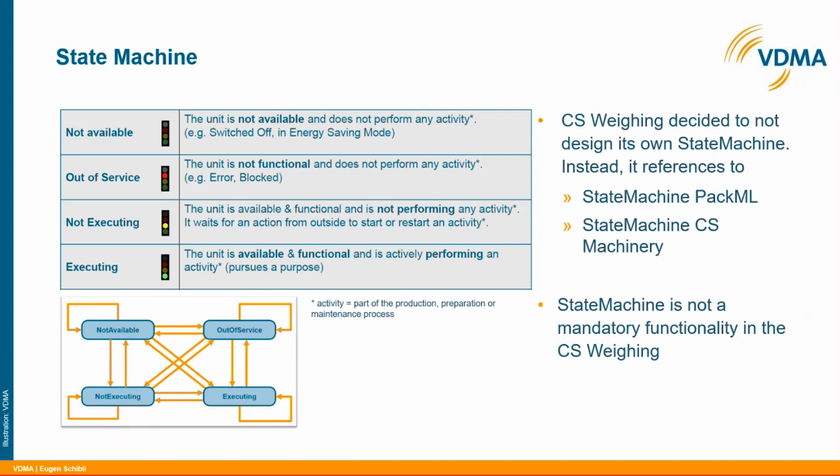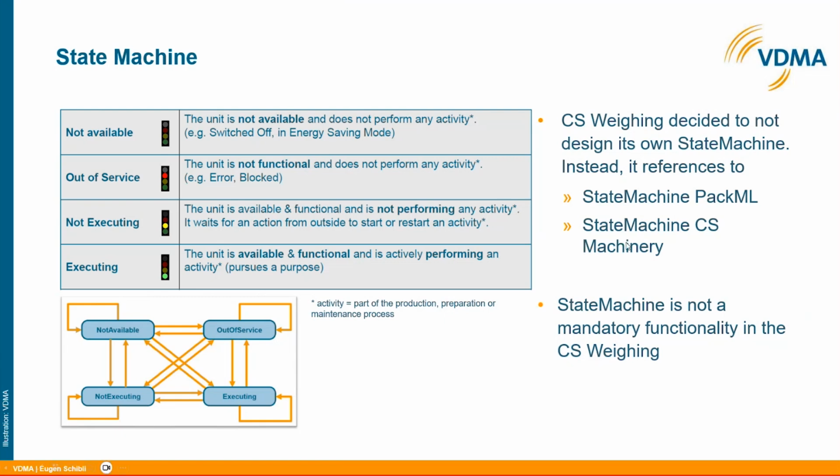Good. So important to know is that the companion specification weighing does not have its own state machine. In our first version, we referred to the state machine of PackML because weighing is very often used also in packaging environments for food, chemical, and pharmaceutical industry. And we didn't want to create our own state machine in order to make it easier for the users.